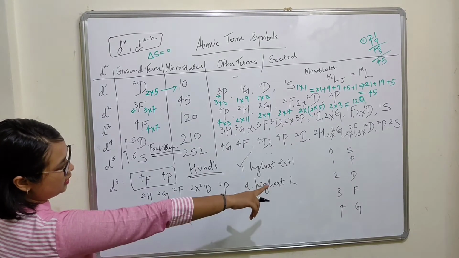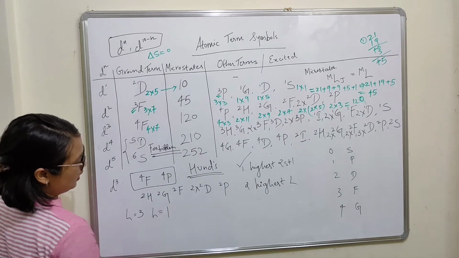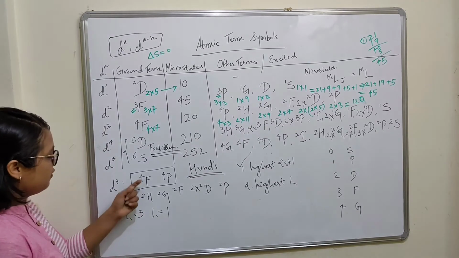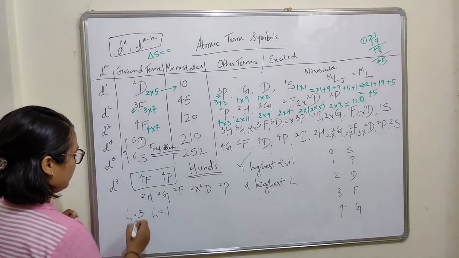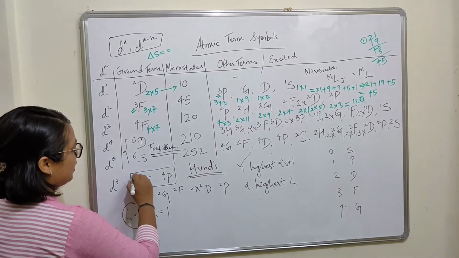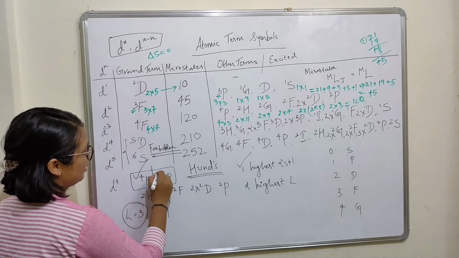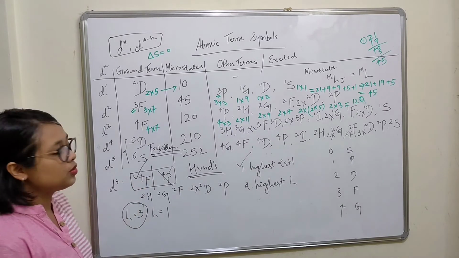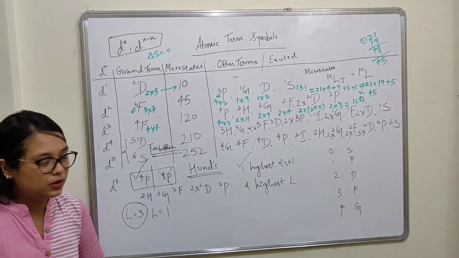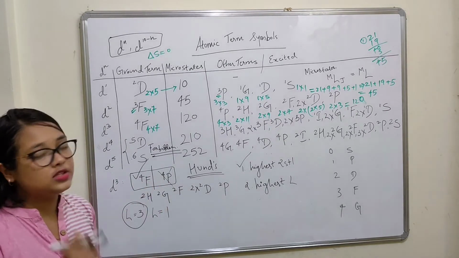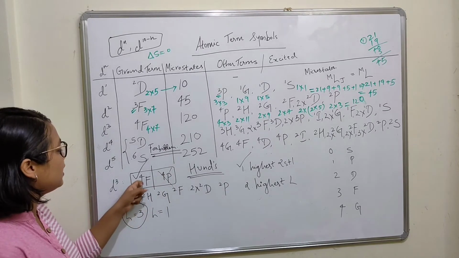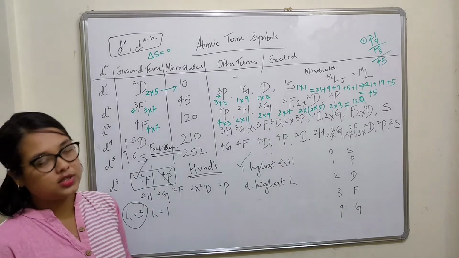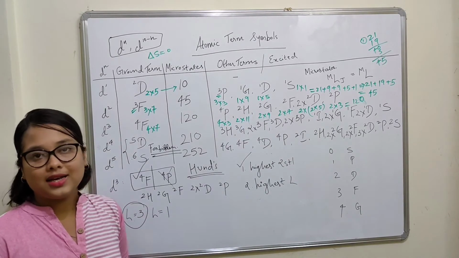The L value for P is 1. So S, P, D, F. F is going to be 3 and P is going to be 1. So this is going to be my ground state term symbol. I have now eliminated 4P as well. So now I know 4F is going to be my ground state term symbol. So I look for the highest value of 2S plus 1, this particular number over here. If at all I have 2 options, or if I have 3 choices or whatever, then I go for the highest L value.